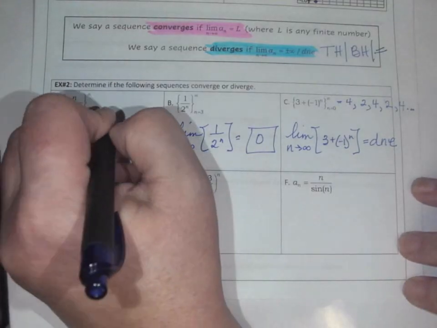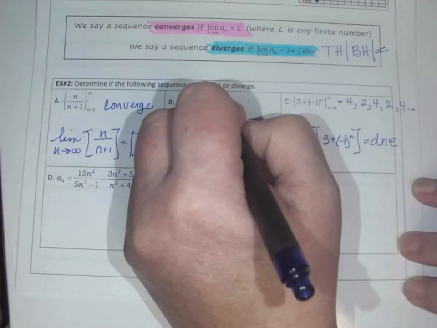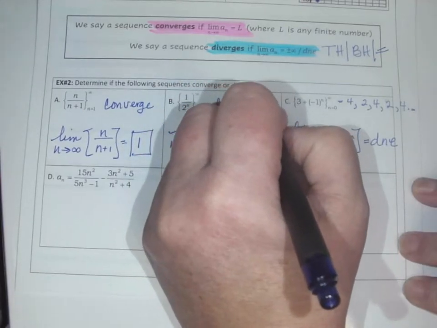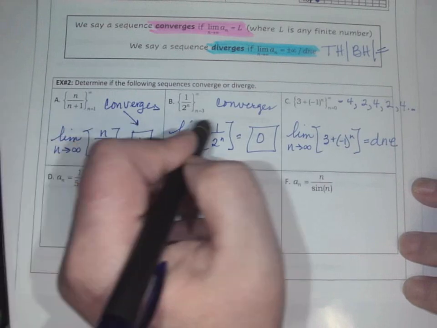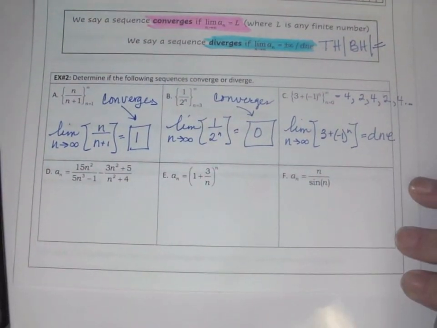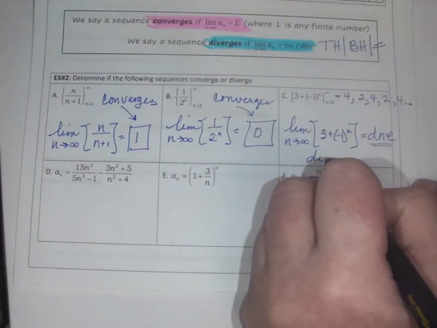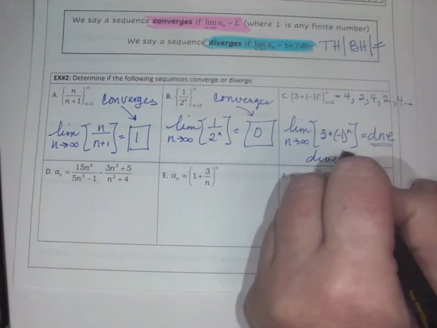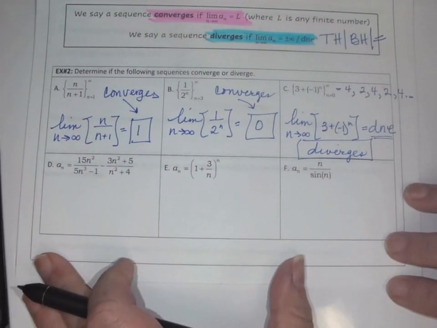I should have said these converge. Now, normally when we say it converges, we give what it converges to, and that's implying that the sequence converges. Since for this one the limit does not exist, we say the sequence diverges, and we don't give a value because it doesn't have a value.